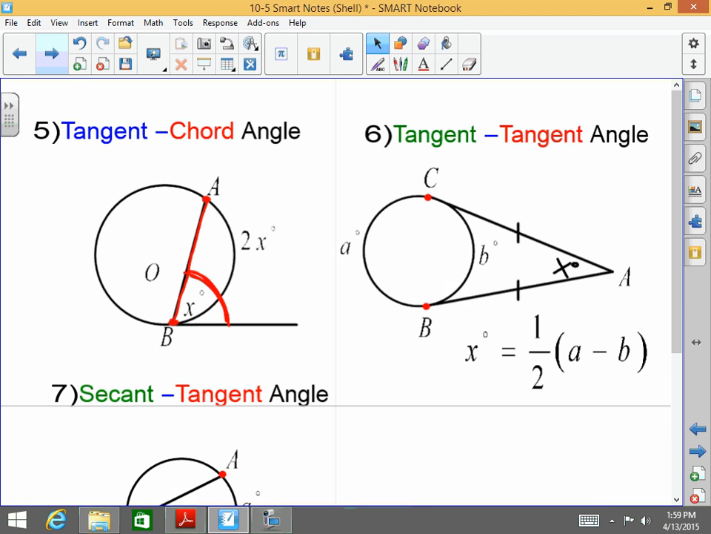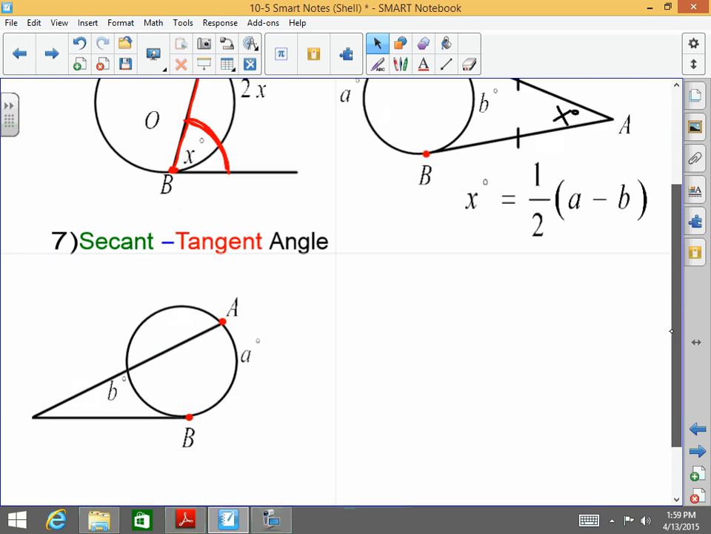Yes, sir. Correct, sir. With A and B, you can find X, or if I give you X and A or X and B. You always need two values at least, sir. Okay? And then last but not least, the secant tangent. The secant tangent reminds you of what, or should remind you of what?